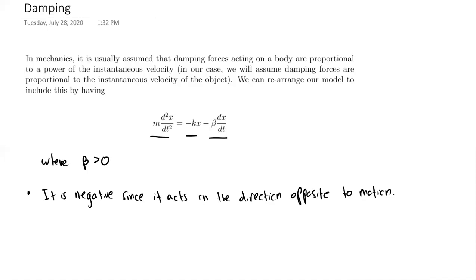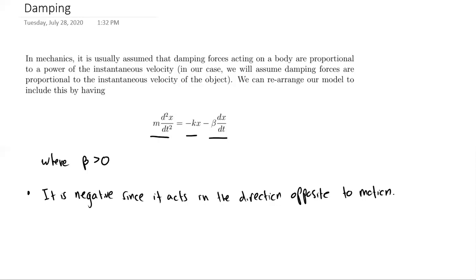Now we add the force as a negative, right? Because it's acting in the direction opposite to motion, right? So that's why I put it as a negative instead of a plus. But other than that, I'm just adding the force. So the total force is the sum of its forces. And by Newton's second law, we know that's equal to mass times acceleration, which is the second derivative of x with respect to time, right?